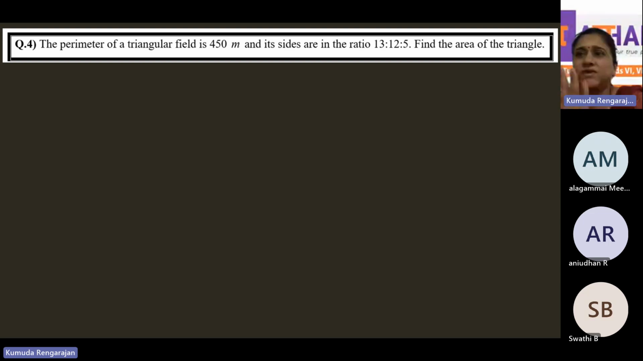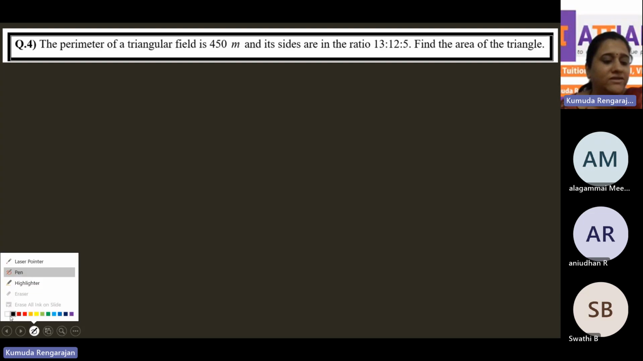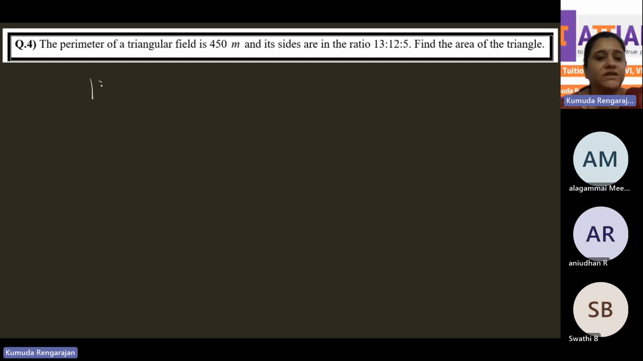So the question is the same, find the area of the triangle. You know the value of S. You'll have to find the values of A, B, and C. So what will you call the sides? Let one side be 13x, the second side be 12x and the third side be 5x. Correct? The ratio is 13 is to 12 is to 5.